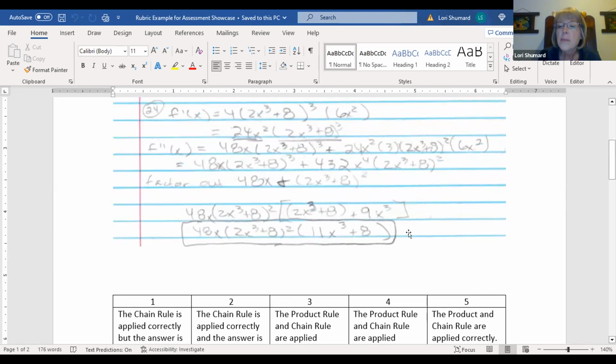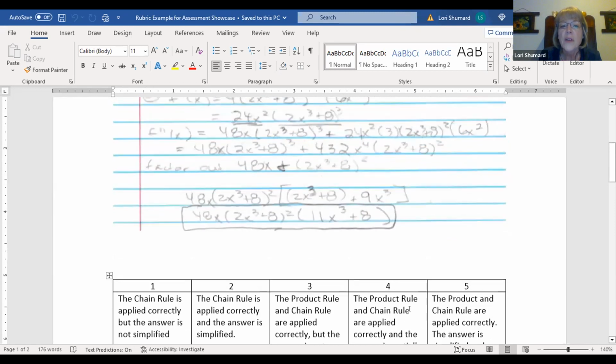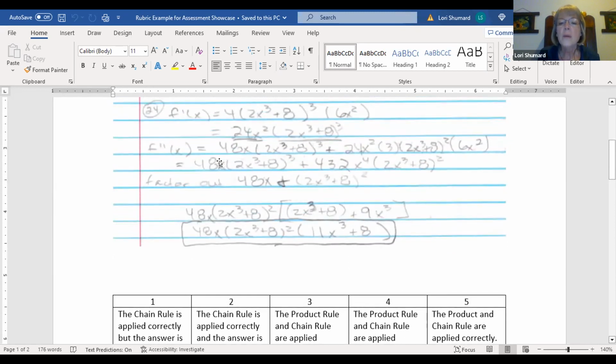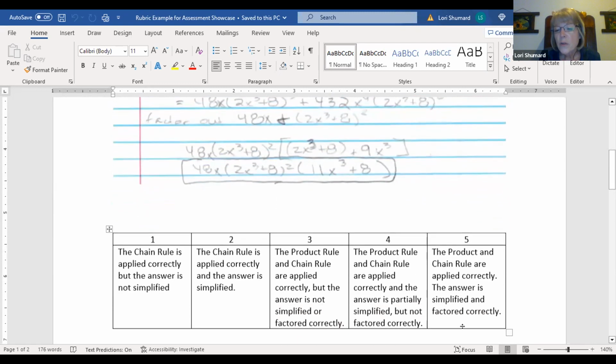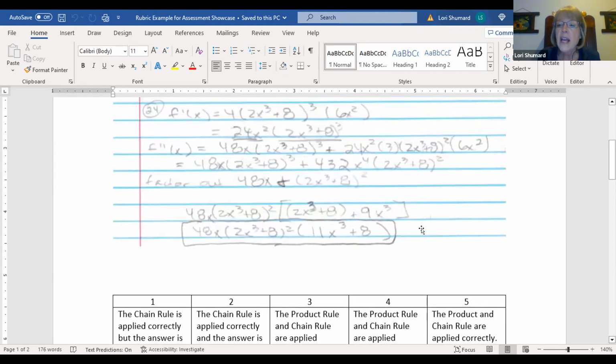And they're looking at their paper the whole time to see. They get 4 points if the product and chain rule are applied correctly, and the answer is partially simplified but not factored, because you find that a lot of them will stop here. They'll get part of the way there, and then they don't think about factoring it out. I remind them, you need to finish it. Then I show them what they had to factor out, and they get the full 5 points if they get to the final answer. So I tell them you're going to get points based on how far you get in these longer problems.